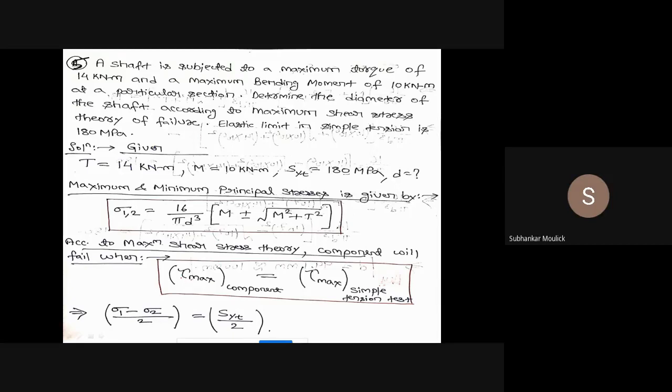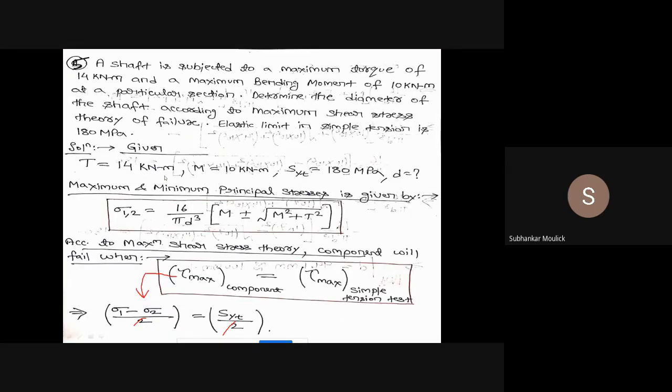Now we can write that tau max for the component is given by sigma 1 minus sigma 2 by 2, which is equal to tau max in simple tension test, which is SYT by 2. Since in this problem factor of safety is not given, I will not multiply this term with factor of safety. From this expression, the 2 cancels, and the resulting equation becomes sigma 1 minus sigma 2 is equal to SYT. The value of sigma 1 will be 16 upon pi D cube in bracket M plus under root M square plus T square, and in place of sigma 2, I will write 16 upon pi D cube in bracket M minus under root M square plus T square.